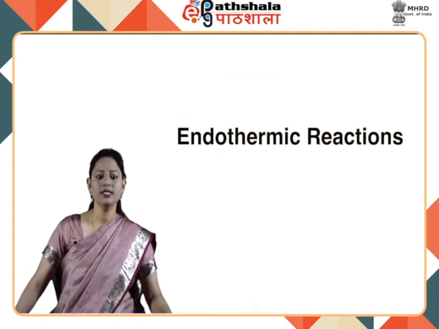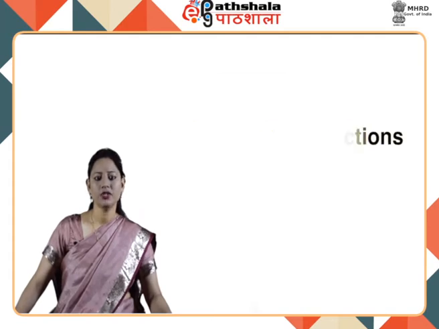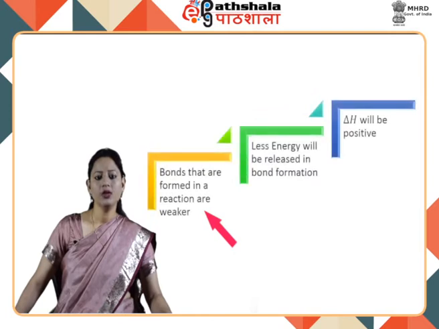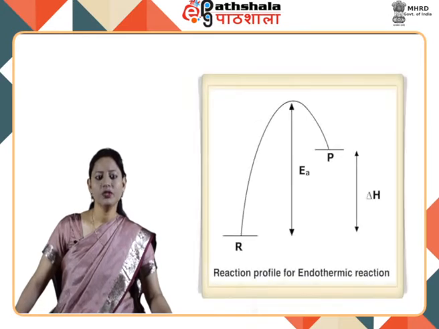Now we will discuss endothermic reactions. If the bonds that are formed are weaker than those that are broken, delta H will be positive. Therefore, an endothermic reaction is a reaction with a positive delta H. In endothermic reactions, the reactants are more thermodynamically stable than the products.